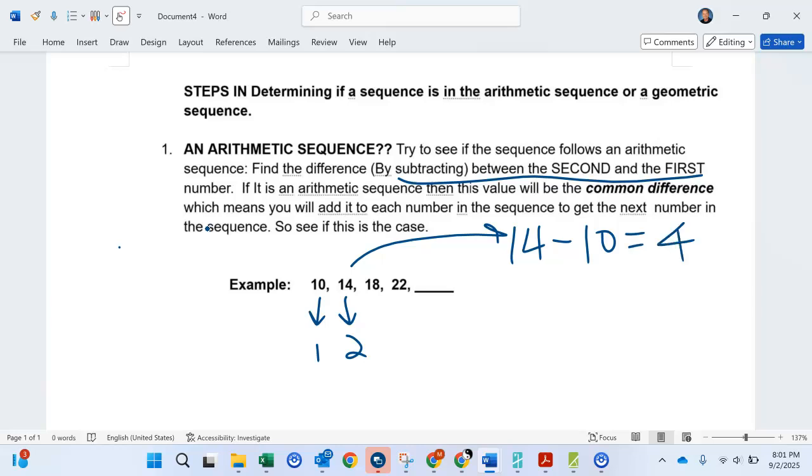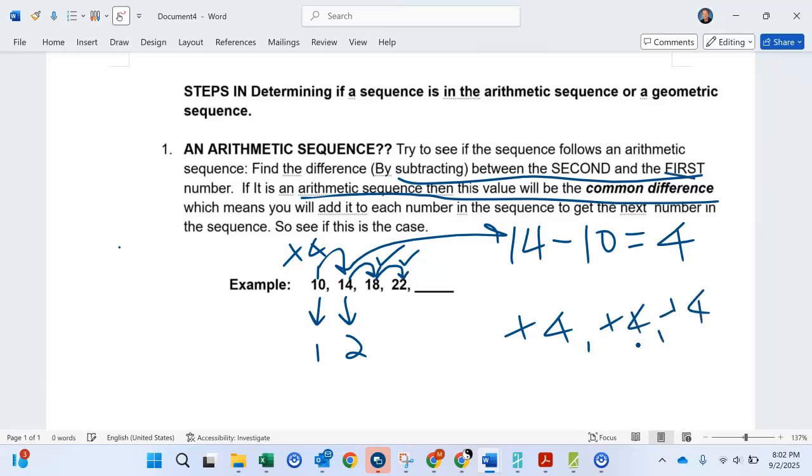Okay? So what does that mean? It means that if you take 10 plus 4, it equals 14. And then 14 plus 4 equals 18. Yes. 18 plus 4 equals 22. Yes. So the pattern continues. That means if it's an arithmetic sequence, this will be the common difference. So that means plus 4, plus 4, plus 4. So that is your common difference.